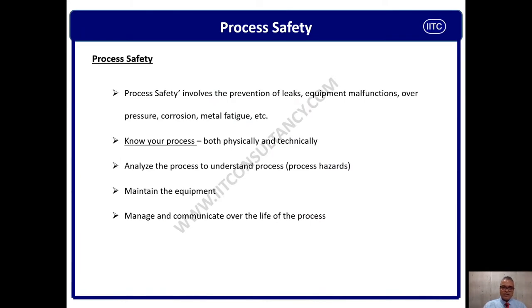So guys, process safety, again you are here saying that process safety involves the prevention of leak, equipment malfunction, over pressure, corrosion, metal and fatigue. This deals with process characteristics of pressure, temperature, flow, level, and all these things. So the essential elements are, we must know the processes both physically as well as technically to understand complete process safety. So this is what is process safety management. We will go through line by line, one by one, each element, so that you have got very good information regarding process safety management as well as all the elements of process safety.